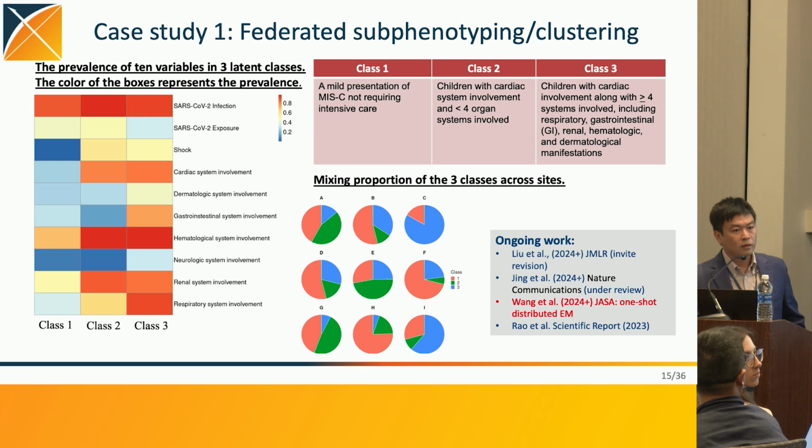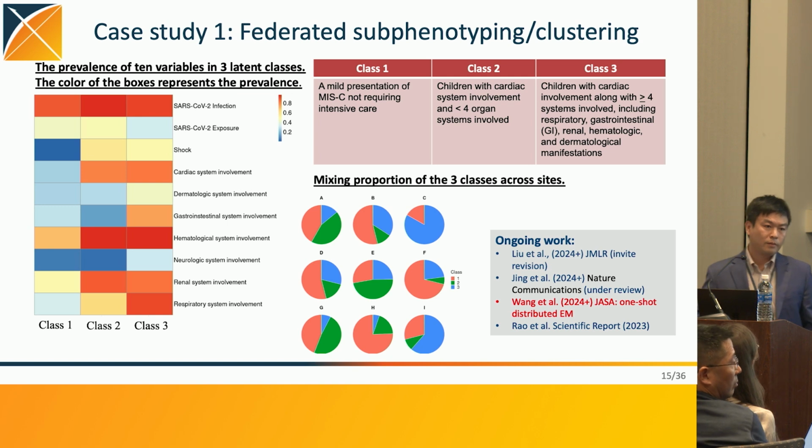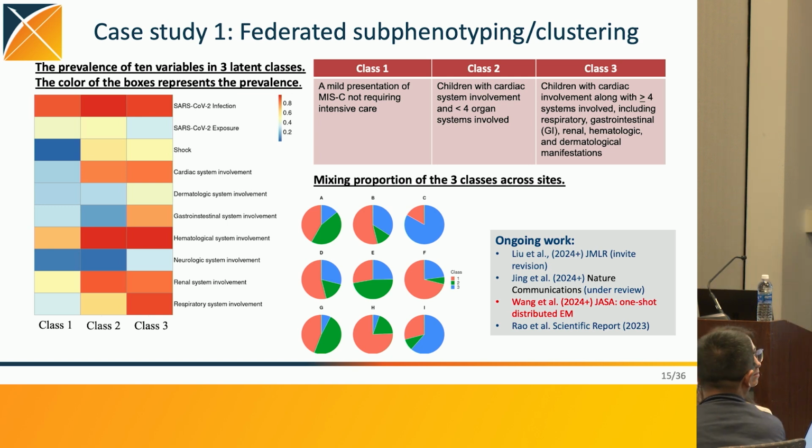Question: how do you determine the number of latent classes from just one database, or do you first do federated learning to infer how many latent classes there are?